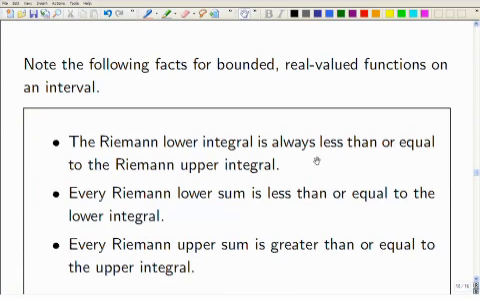The Riemann lower integral is always less than or equal to the Riemann upper integral. That's because all of the lower sums are less than or equal to all of the upper sums, and that remains true when you take the supremum of the lower sums and the infimum of the upper sums.